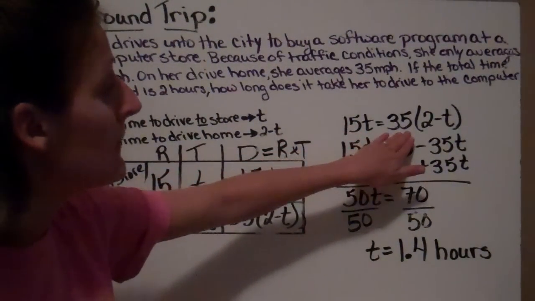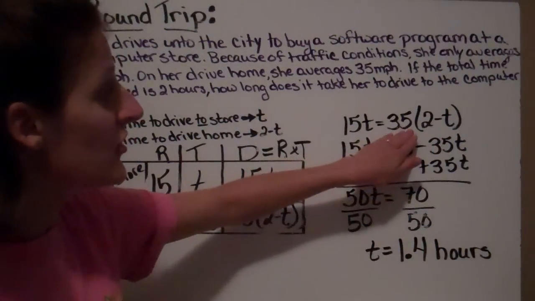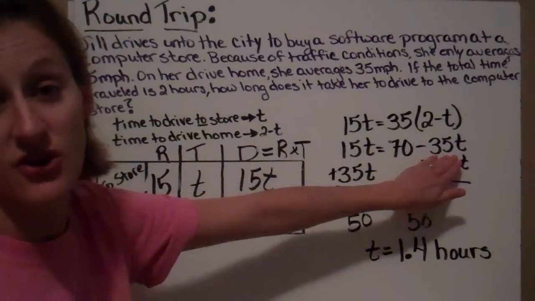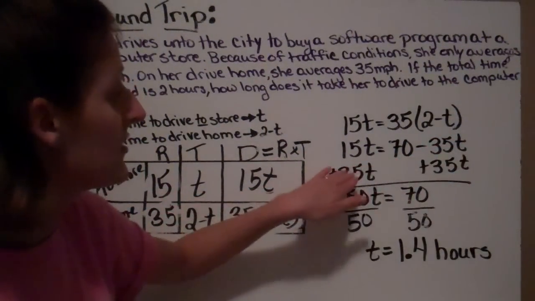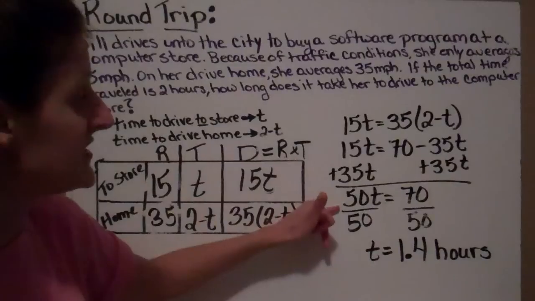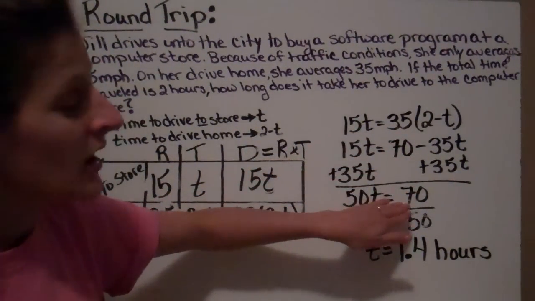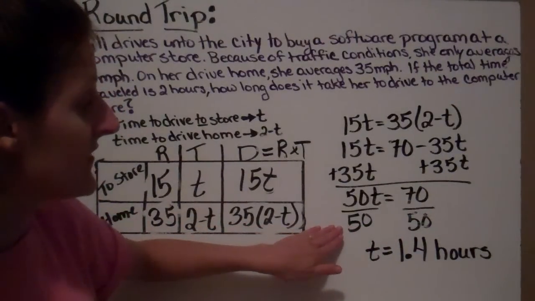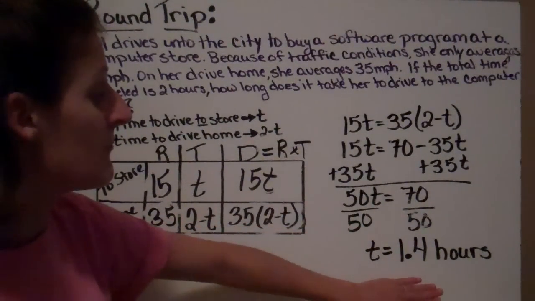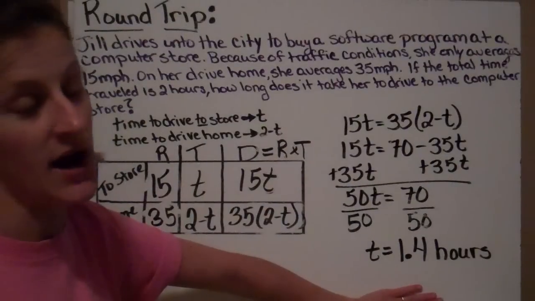So I need to distribute my 35. 35 times 2 is 70. 35 times minus T is minus 35T. I'm going to add 35T to both sides. When you do 15T plus 35T, you get 50T. And you're left still over here with 70. Now I'm going to divide each side by 50. And I'm going to get my time to the store is going to be 1.4 hours.